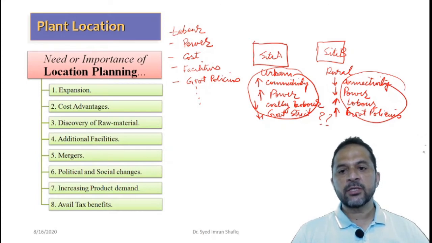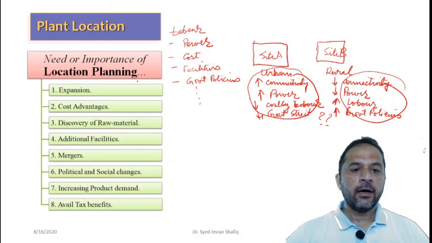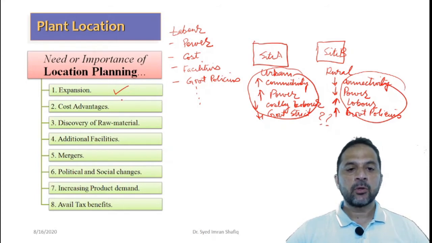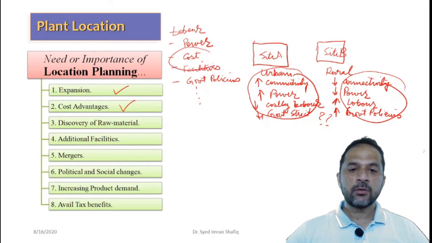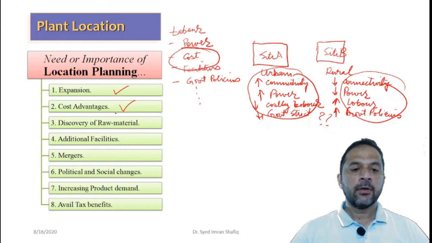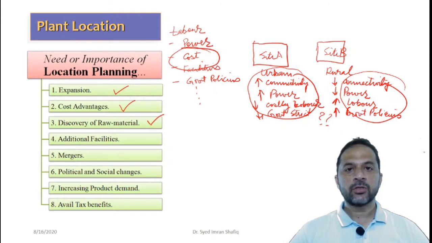So that brings us to the topic of need or importance of location planning. First one is that we know that after a certain time we have to expand. So what are the expansion possibilities of that location? What are the cost advantages? As we discussed, cost: how much is the cost of the land or transportation or setting up of the industry? How will the raw material be available there, can it be easily available, or do you have to arrange certain logistics for that? What are the additional features?